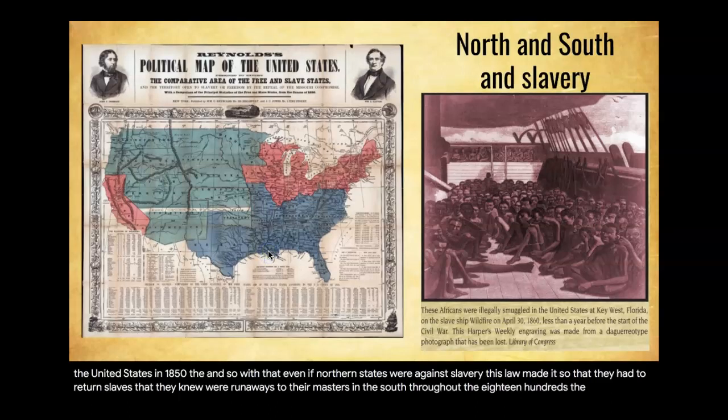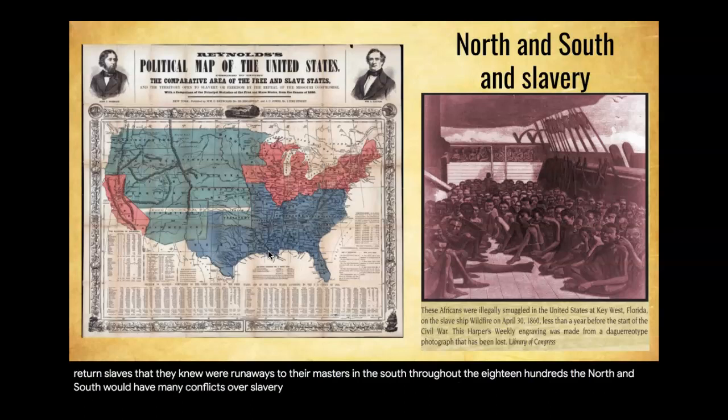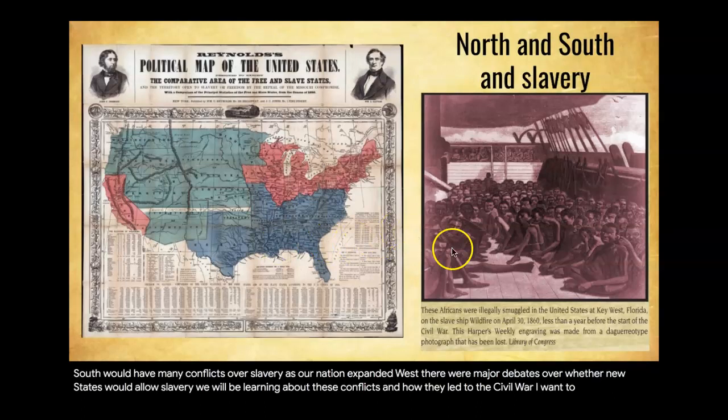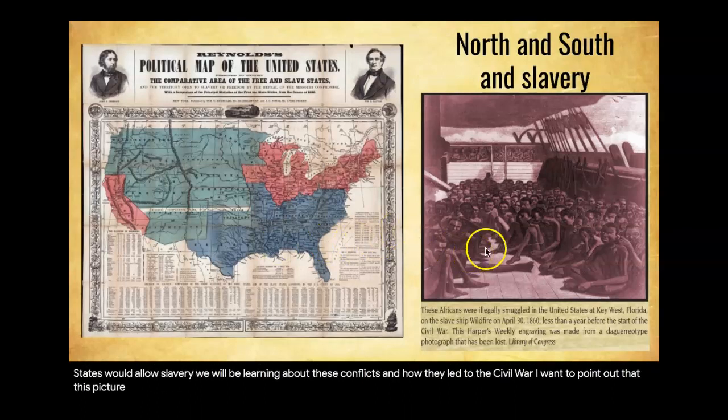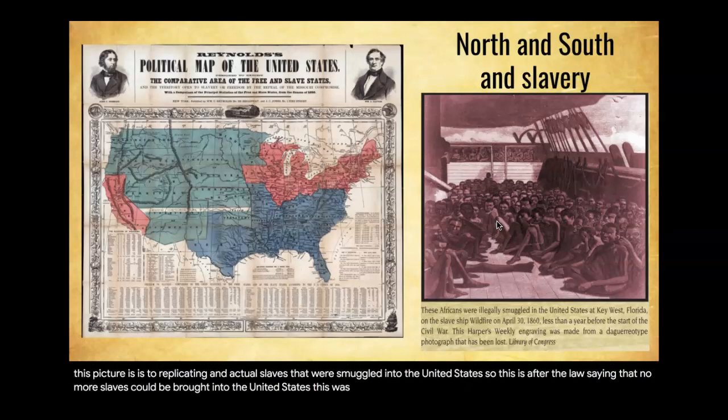Throughout the 1800s, the North and South would have many conflicts over slavery. As our nation expanded west, there were major debates over whether new states would allow slavery. We will be learning about these conflicts and how they led to the Civil War. I want to point out that this picture is replicating actual slaves that were smuggled into the United States. So this is after the law saying that no more slaves could be brought into the United States. This was in Key West, Florida. And this was on April 30th, 1860, just under a year before the start of the Civil War.